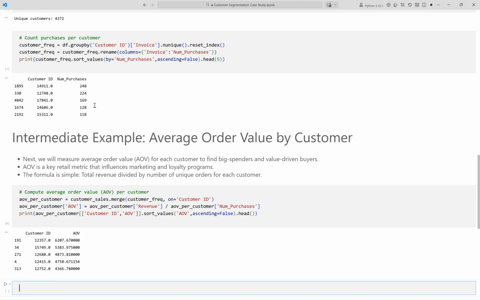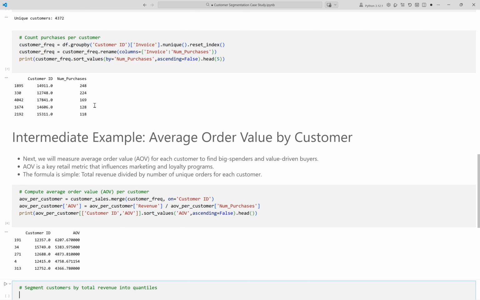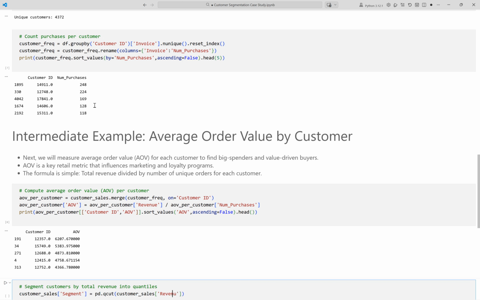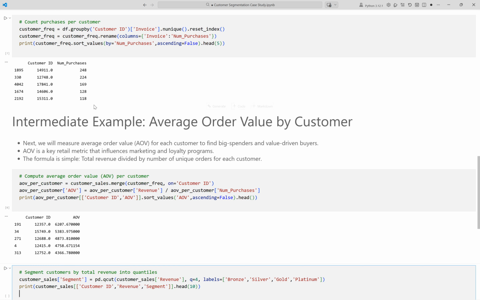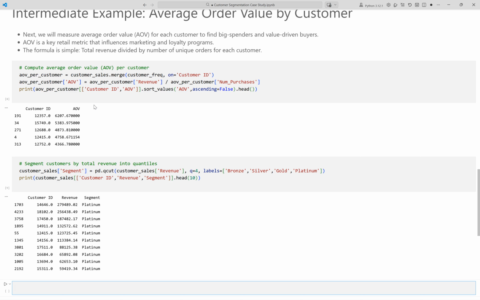Retailers often segment customers into tiers for targeting: bronze, silver, gold, platinum. We use percentile-based binning to assign each customer to a segment based on spending. We print customer IDs, revenue, and assign segment for the first 10 rows. Running the cell now. This output shows the first 10 customers segmented into revenue quartiles, labeled from bronze to platinum, with all listed here falling into the highest platinum segment.